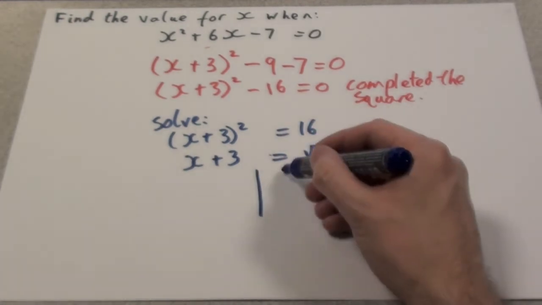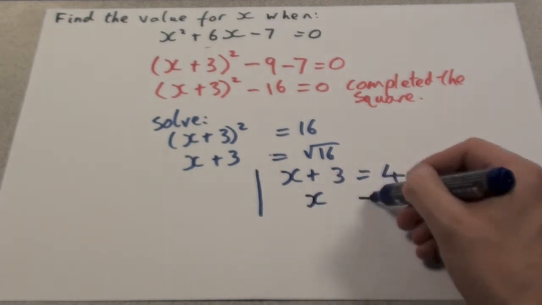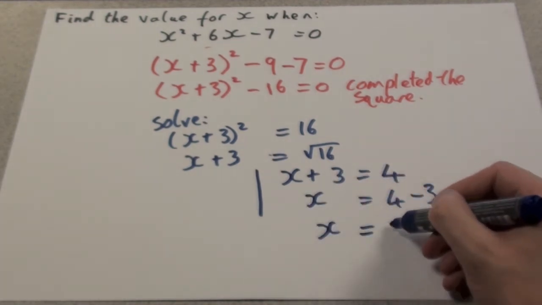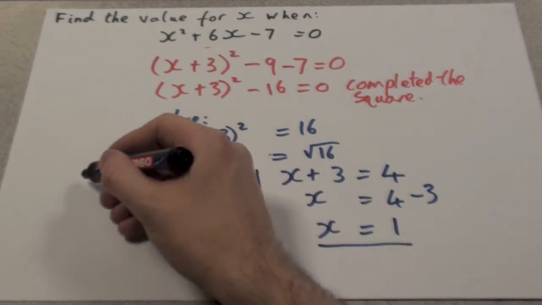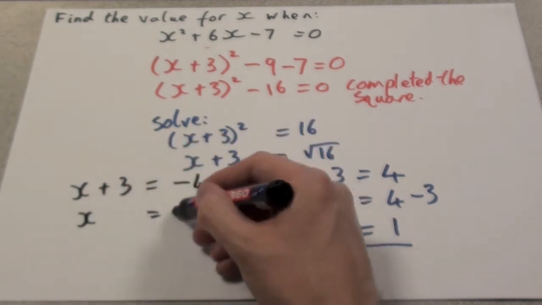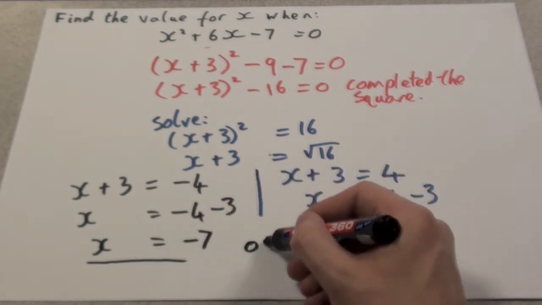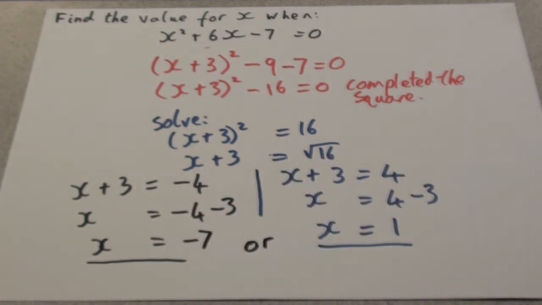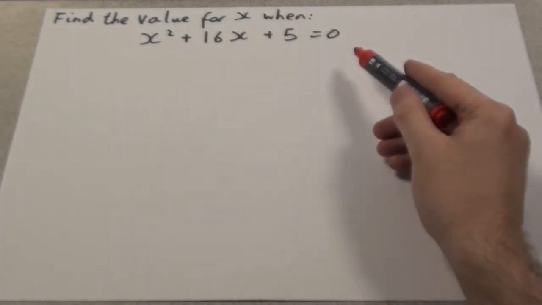However, there's two solutions to root 16, positive and negative. So the positive would be 4, so we end up with x plus 3 equals 4. Take off 3 from both sides, and we get x equals 1, and that's one solution. The other solution is when x plus 3 equals minus 4. So x equals minus 4 minus 3, and if we simplify, we get x equals minus 7. So two solutions.